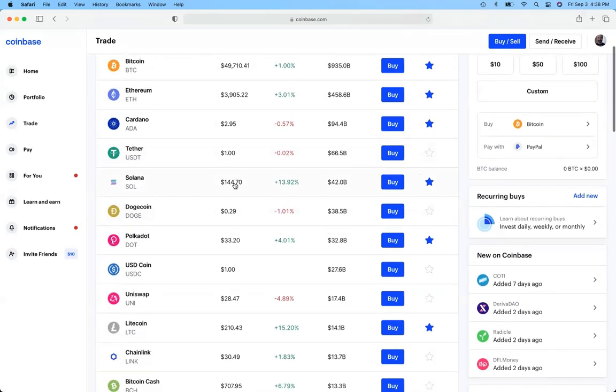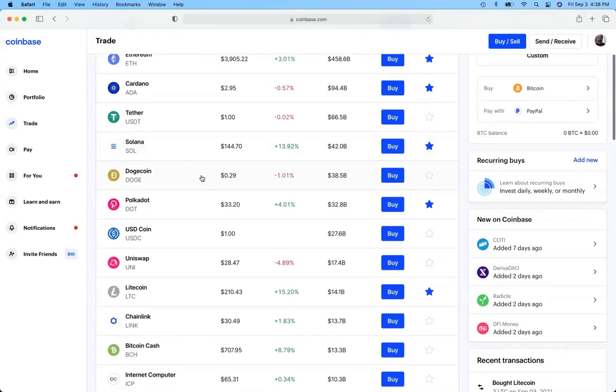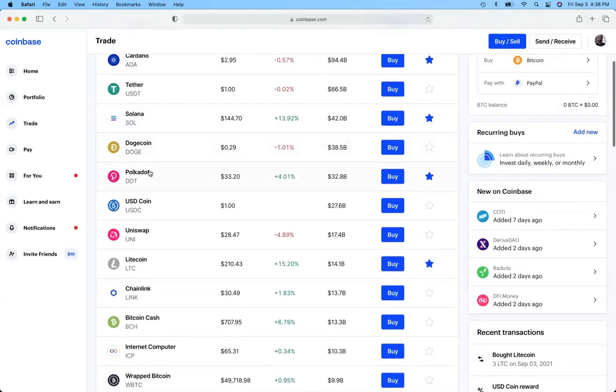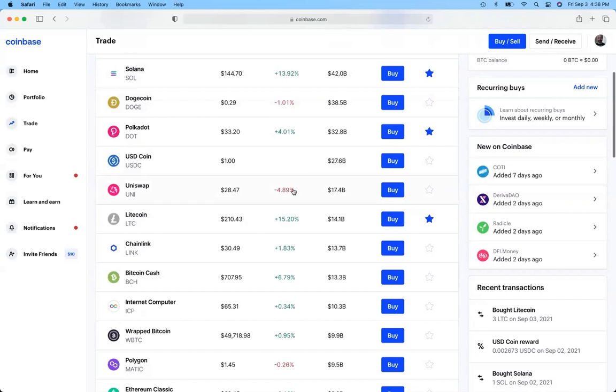So here we have those 3 that are already familiar. Solana was another one that I found. Remember, it was 88. Now it's almost doubled. Doge, it's a popular one, I don't like it. Polkadot, we found it and it's trading well. Let's see, Uniswap, quite a bit of market cap. So let's look up Uniswap. So UNI.